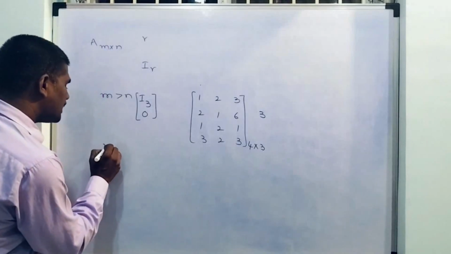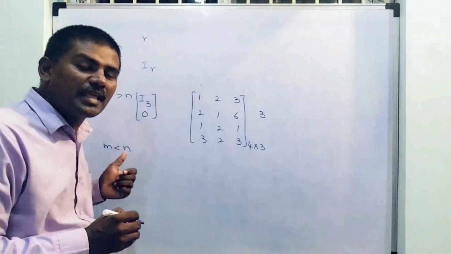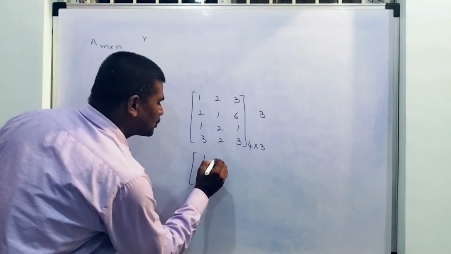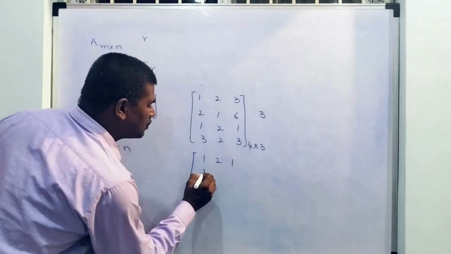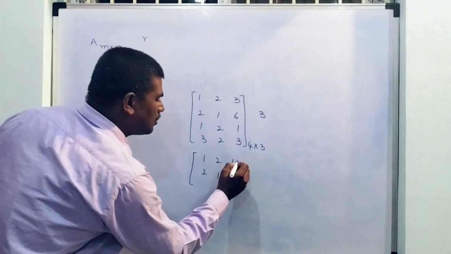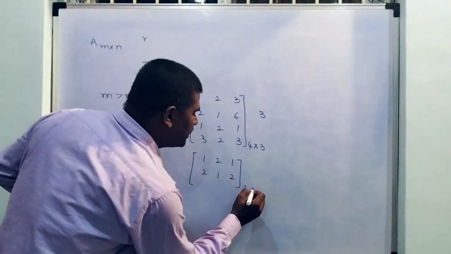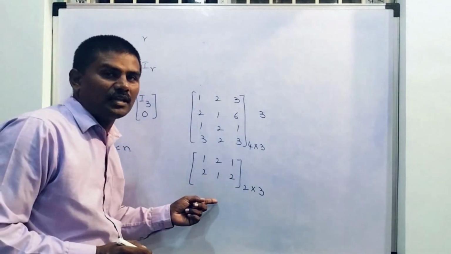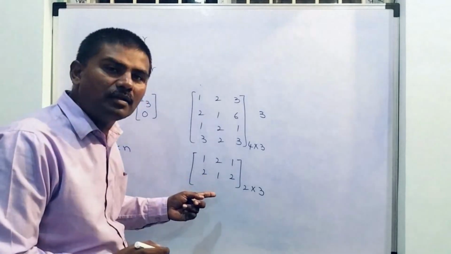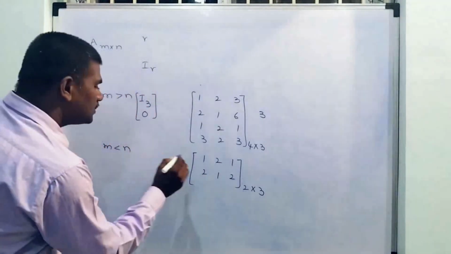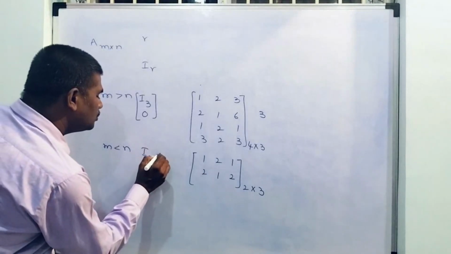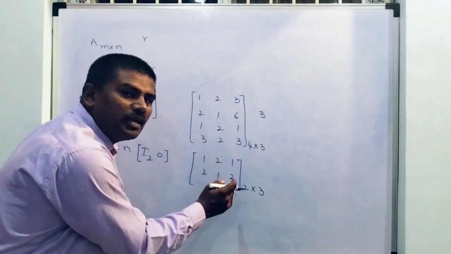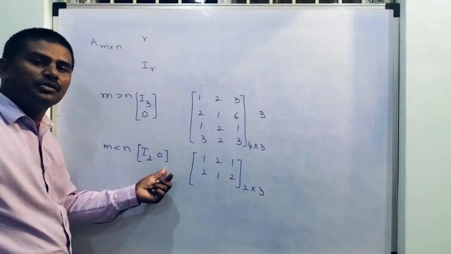If m is less than n, that means the number of rows is less than the number of columns. Suppose you have the matrix 1 2 1, 2 1 2 1 2. How many rows are there? 2. How many columns are there? 3. That means this matrix may have a rank less than or equal to 2. If it is a matrix of rank 2, then this goes to I2 0. That means this will be the identity matrix and this column will be 0. That is denoted with I2 0.